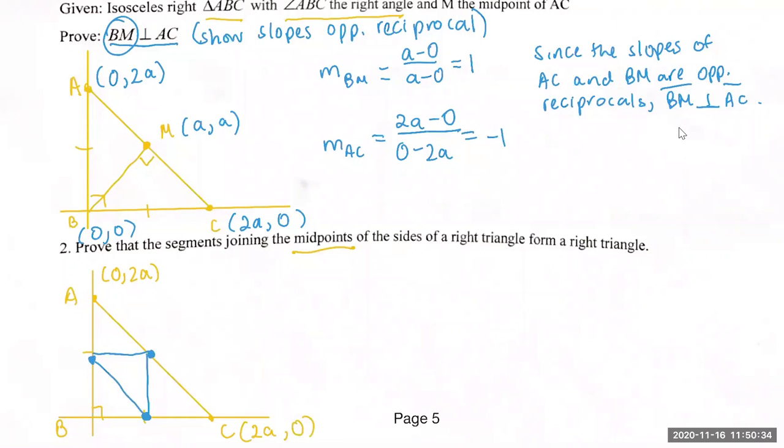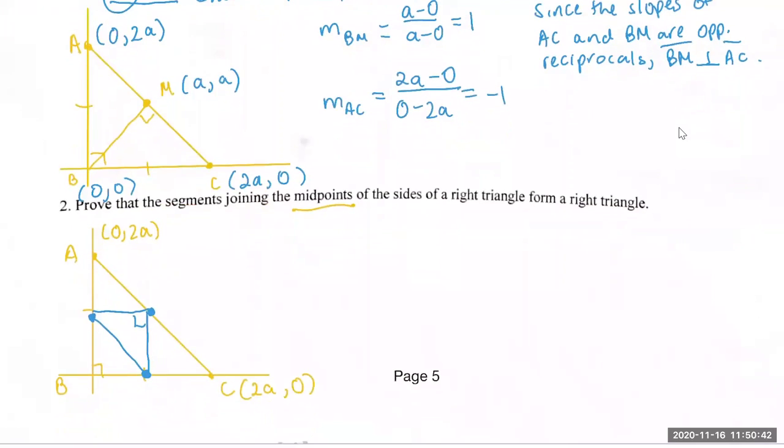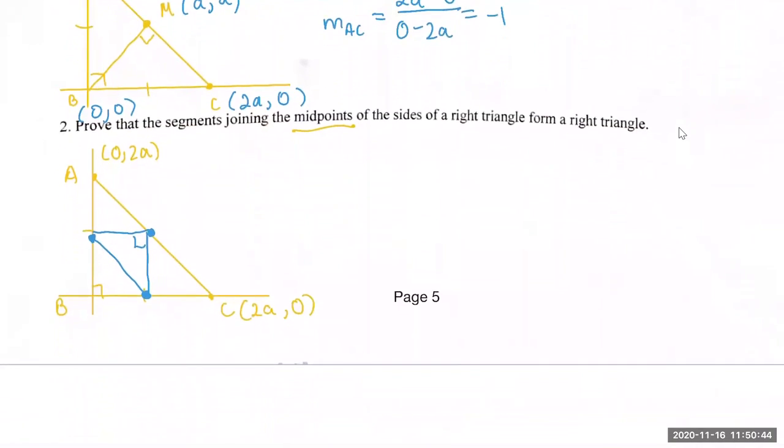So what they want me to prove is that the segments joining the midpoints of the sides of a right triangle also form a right triangle. Okay, so we want to show that that blue triangle is a right triangle. So we have to define all the coordinate points. Right now we have the coordinate points for A, B, and C. Now we need coordinate points for this triangle here. So we're going to call that X, Y, Z.